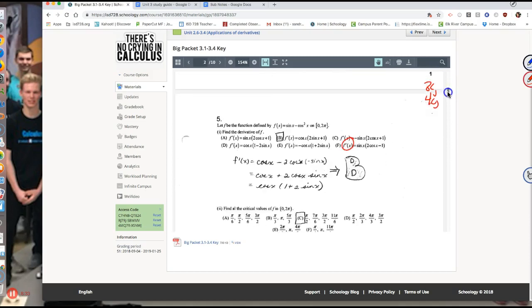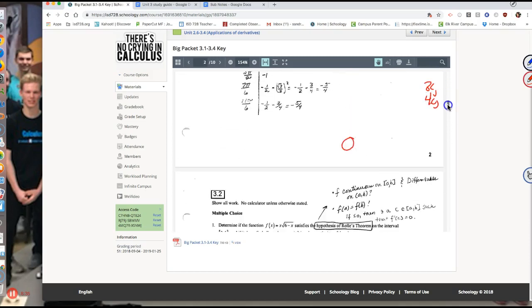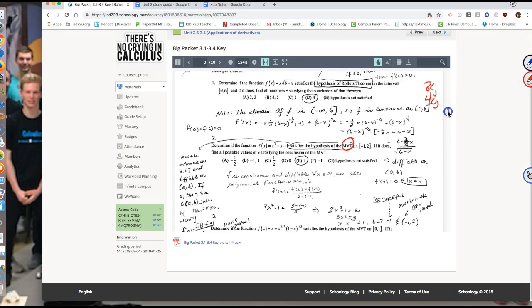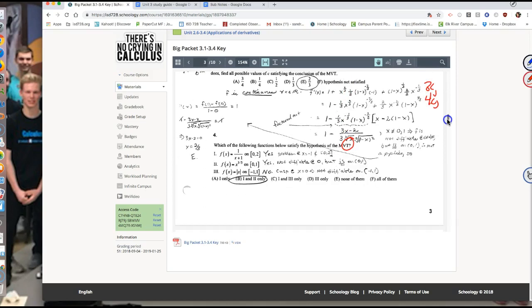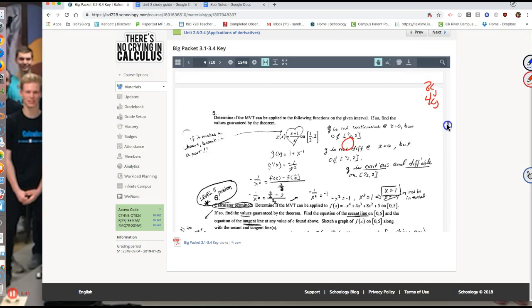Then I'm going to do a mean value theorem one, so I'm going to skip a little bit. Again, just copying this whole key, you'll get full credit on the homework, and the test will not go very well.